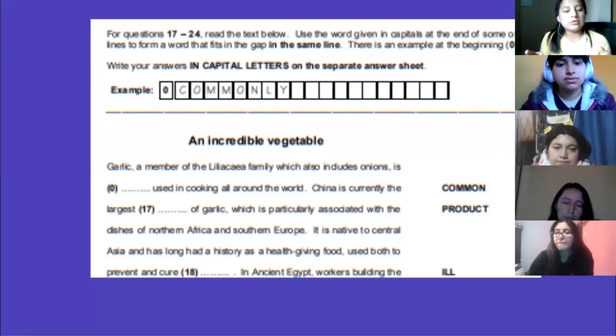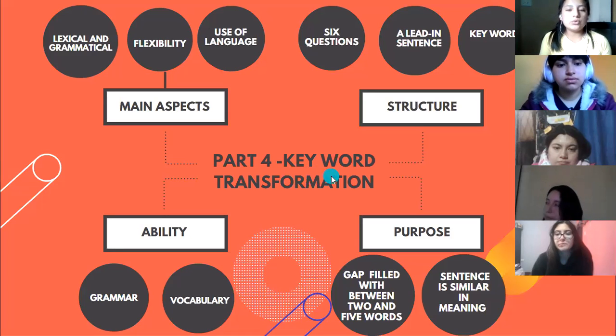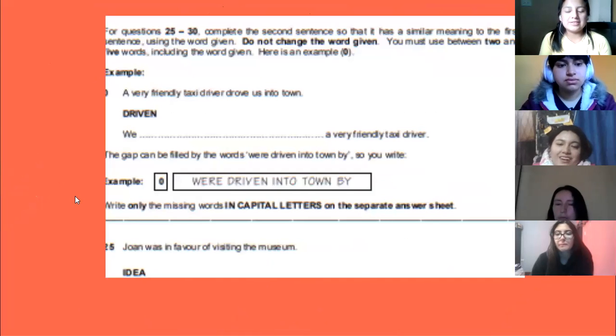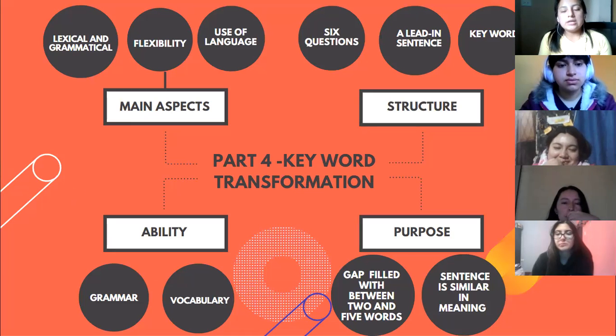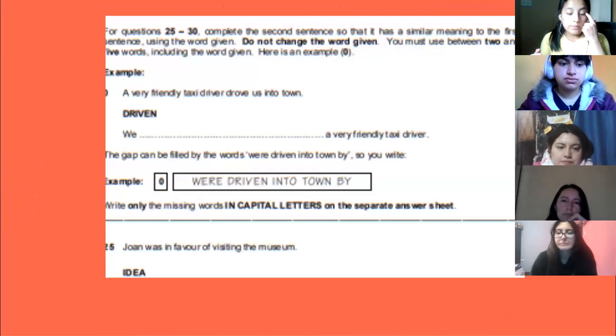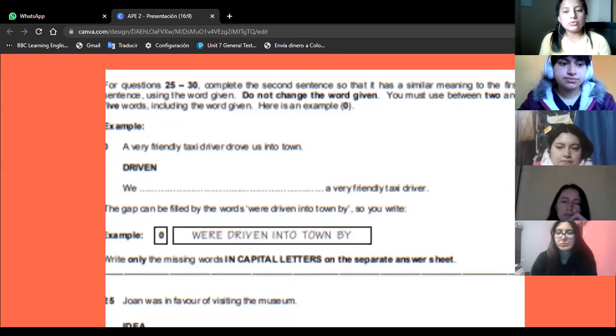In part 3, each correct answer is worth 1 mark. Part 4 refers to keyword transformation. It has 6 questions with 3 parts. Each question has a leading sentence, a keyword, and a second sentence. The purpose is to fill the gap with between 2 and 5 words, and the second sentence should be similar to the leading sentence. It reinforces grammar and vocabulary, and also lexical and grammatical flexibility of use of language. In the next slide, we're going to see how the question is structured. In part 4, each correct answer is worth 2 marks.